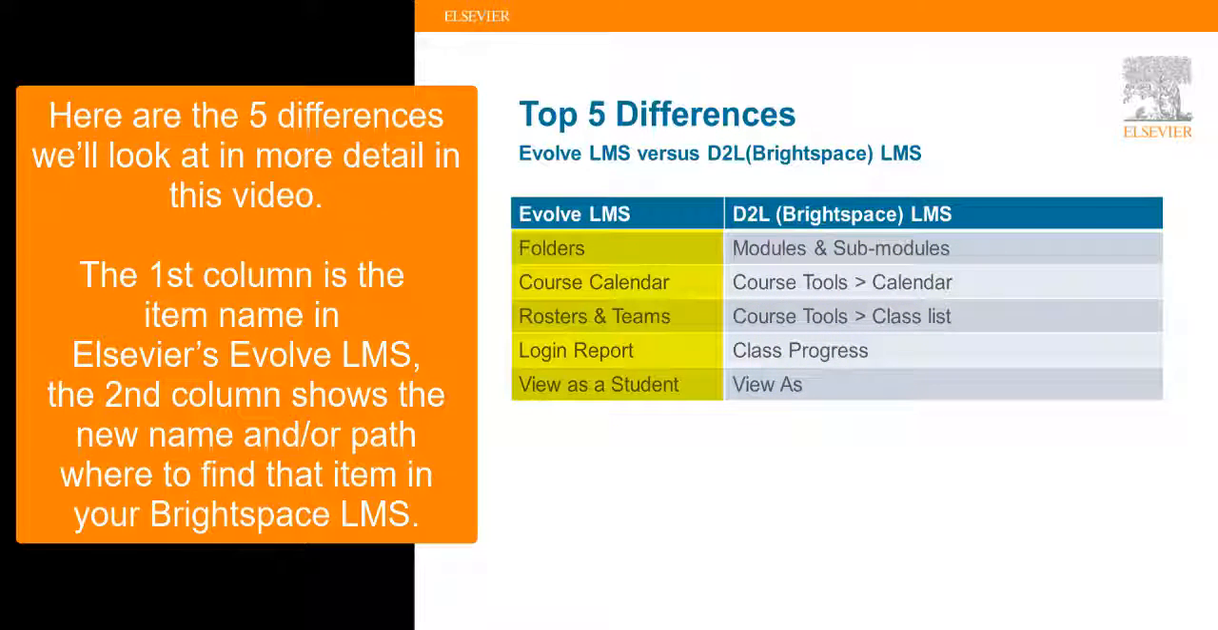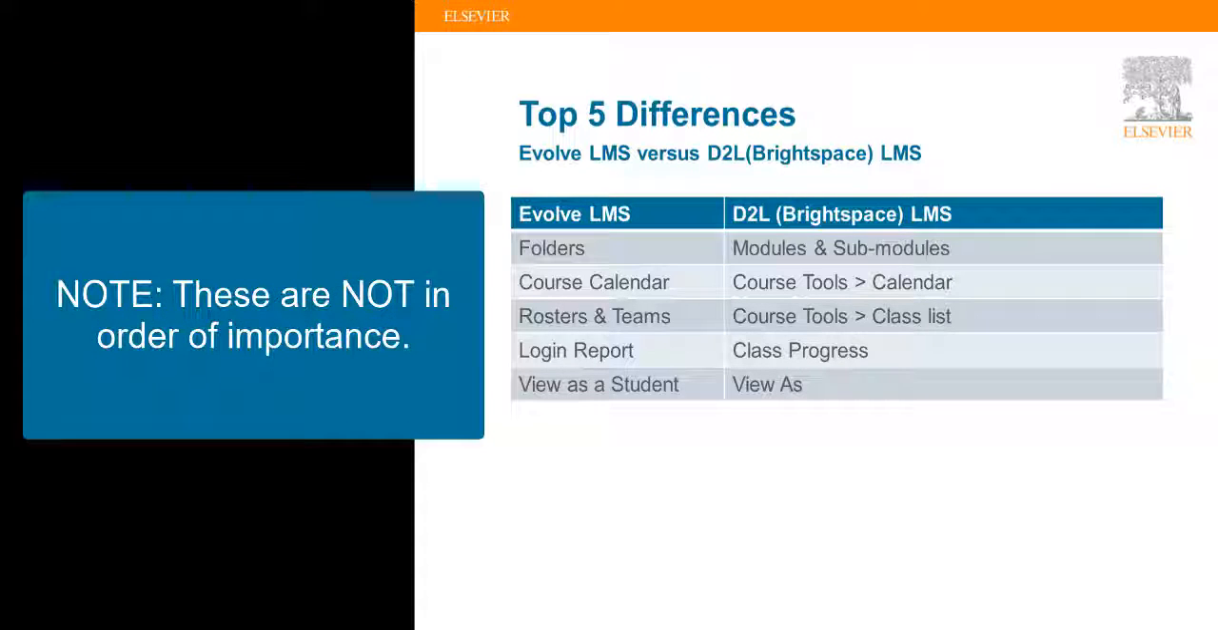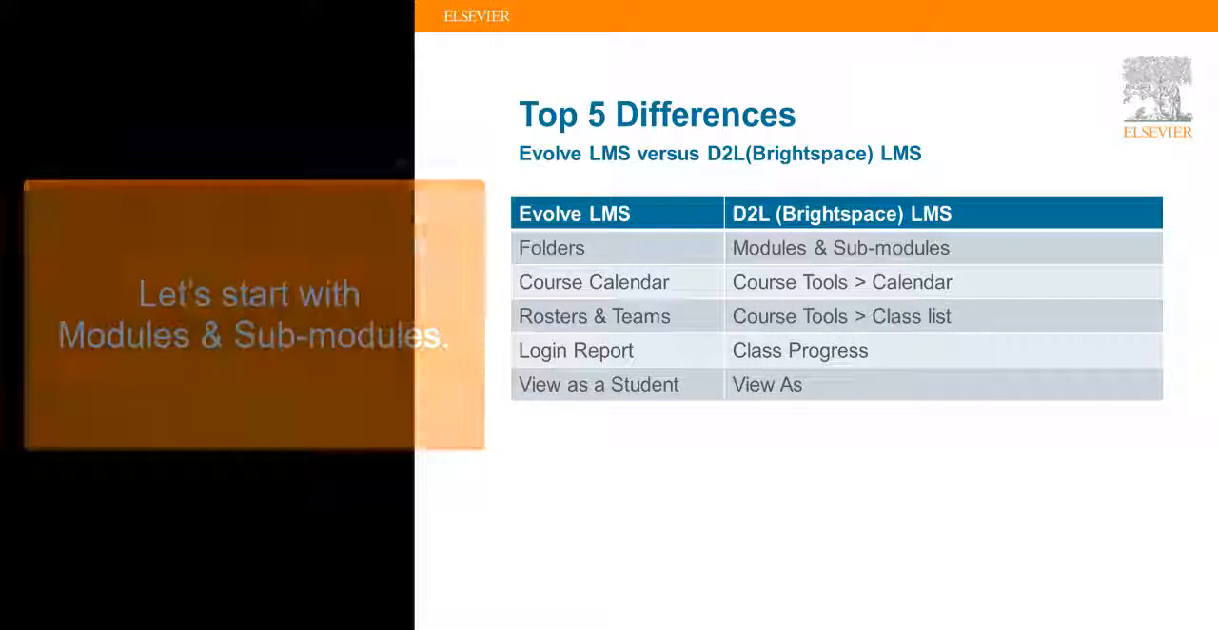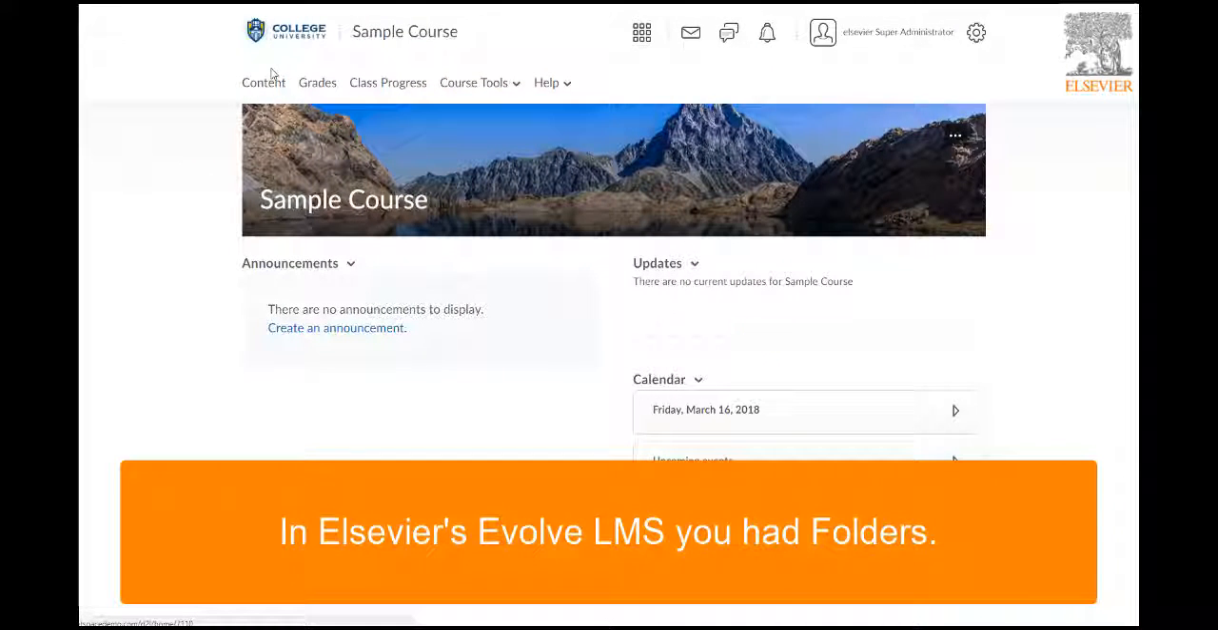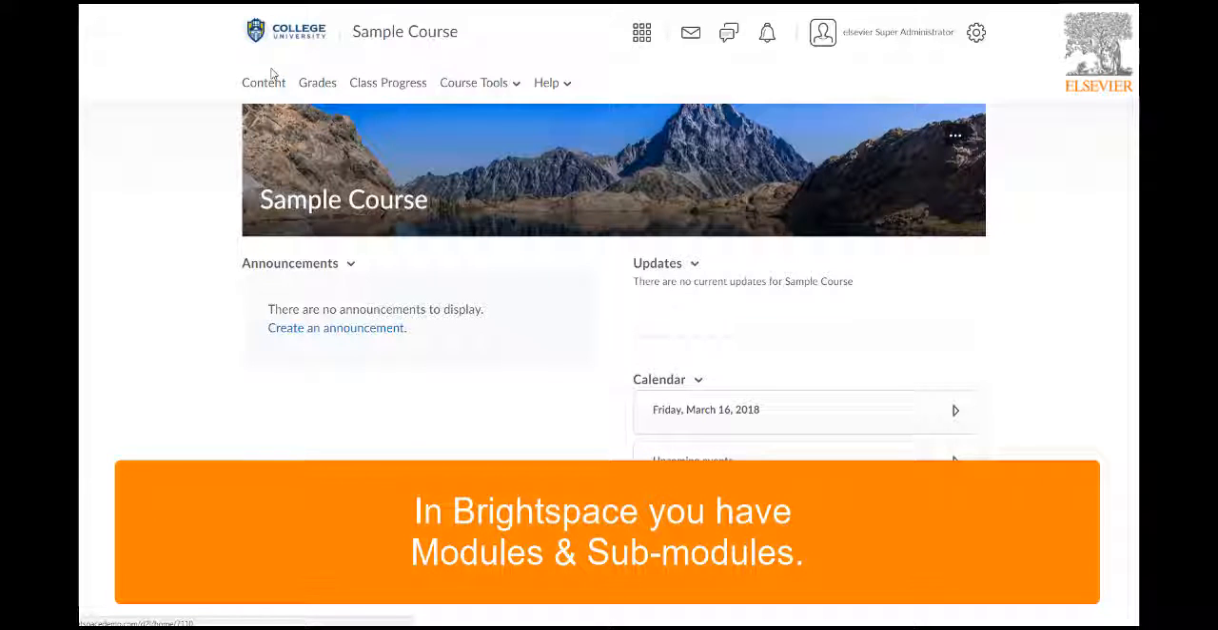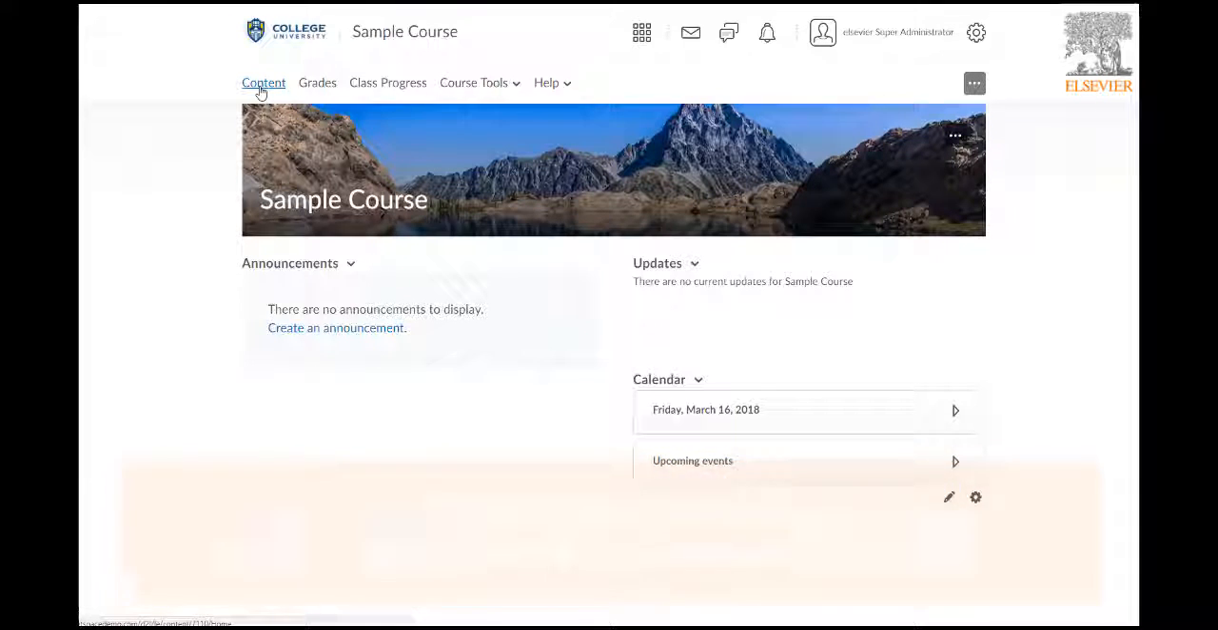The first column is the item name in Elsevier's Evolve LMS, and the second column shows the new name and/or path where to find that item in Brightspace. Note, these are not in any order of importance. Let's start with modules and submodules. In Elsevier's Evolve LMS, you had folders, but in Brightspace, you have modules and submodules.